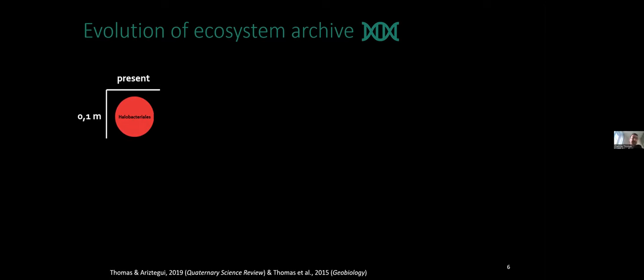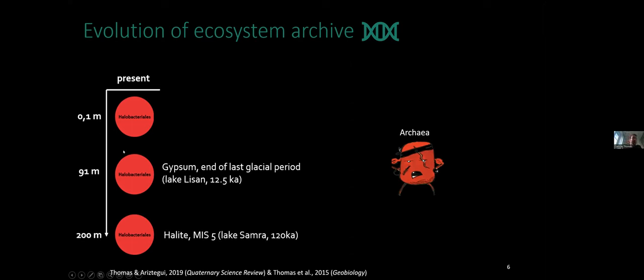And when you look at the shallowest sediments, you also get the same very survival-like archaea. They are present in the shallowest sediment in the deep core that we obtained, at 0.5 meter. That's what we get from the DNA. And as we look at other extreme environments throughout this core, at 91 meters in gypsum that is dated at 12,500 years, or in halite dated at 200 meters, dated during MIS-5, we find the same type of organisms, as if they were the only ones able to survive in the environment that deposited halite or gypsum from the Dead Sea.